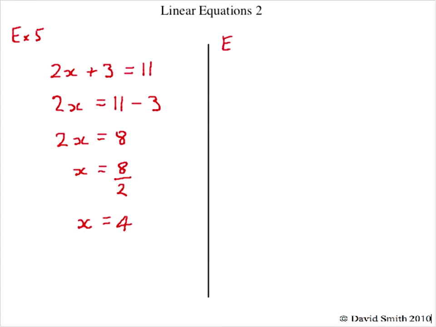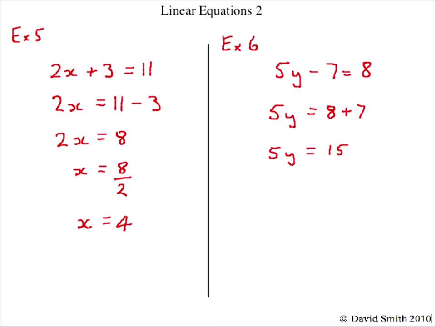Example 6. 5y minus 7 is equal to 8. Again, isolate the y's by taking the 7 to the other side. This time we get 5y equals 8, and the minus 7 becomes plus 7. That gives me 5y is equal to 15. So y is equal to 15 divided by 5. Final answer, y equals 3.